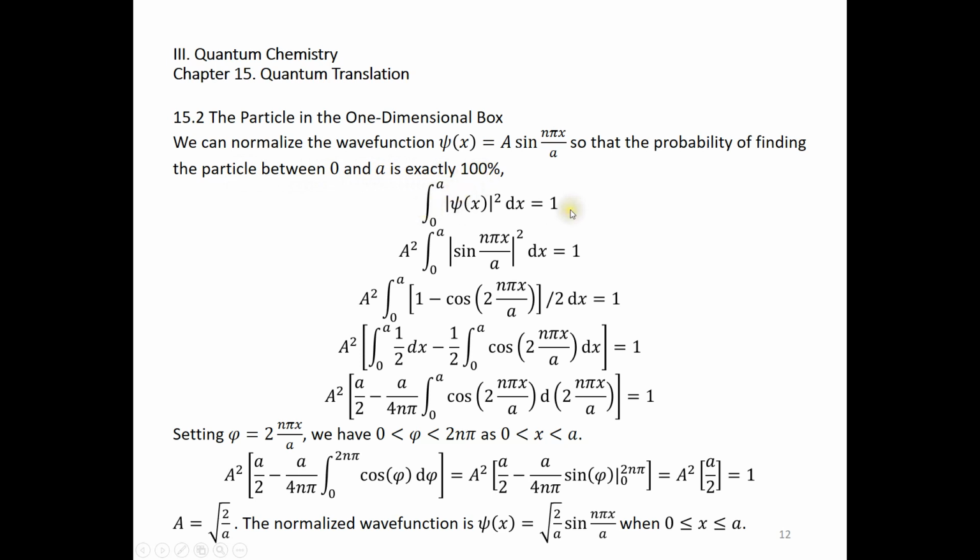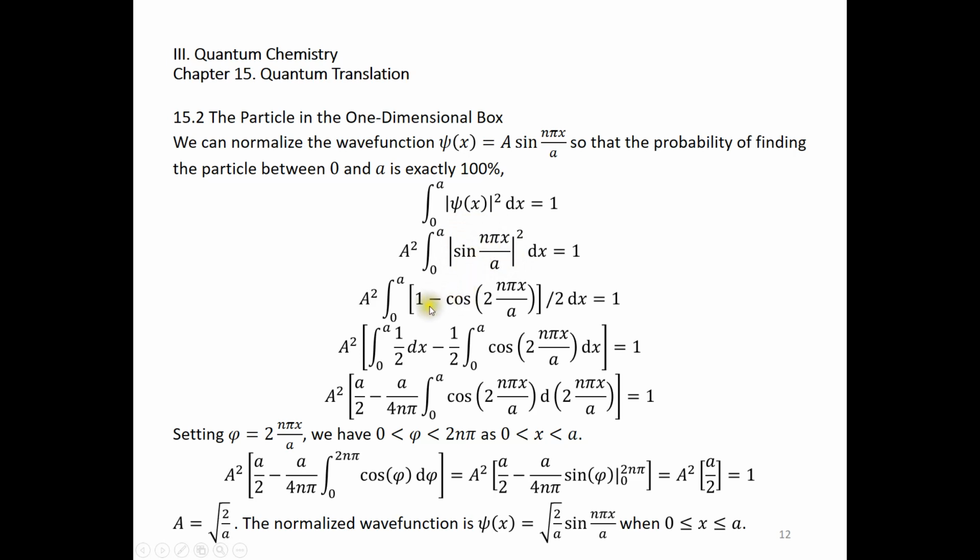That means we have this equation. The integral of the squared modulus of psi times dx is just 1. The squared modulus of psi is the probability density. We are integrating the probability density here. It should be 1 between 0 and a. And this psi is sine n pi x over a, so I'm using the sine function over here. You need to be familiar with trigonometric functions.